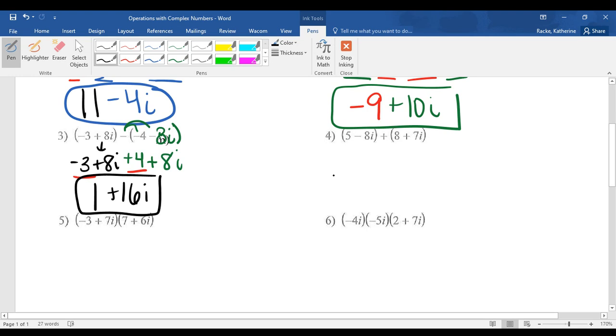Okay, for number 4, all we're doing is adding, combining like terms. Okay, I don't have to do anything because there's a plus sign in the middle. So 5 plus 8 is going to give me 13. And negative 8i plus 7i is going to give me a negative 1i. You can just write it as negative i.